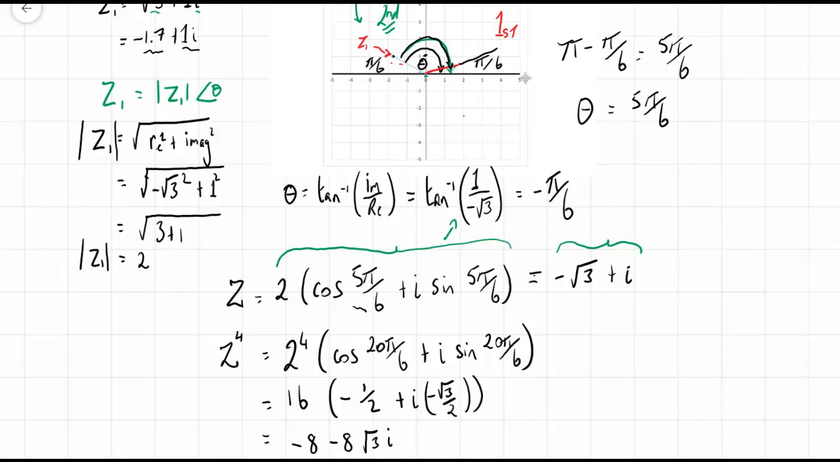And the question specified that we should give our answer in the form of a plus b root c times i. And that's what we have here. Our a is equal to minus 8, our b is also equal to minus 8, our c is equal to 3, and we have our i. And that's the answer.